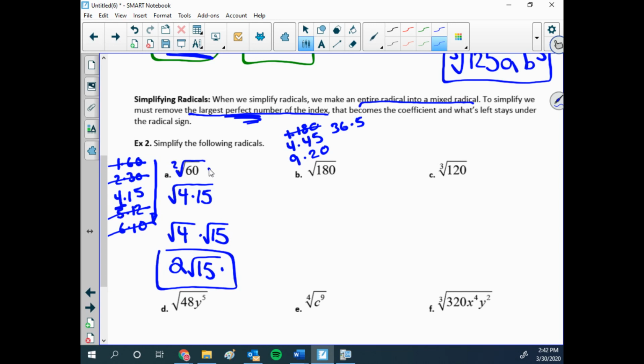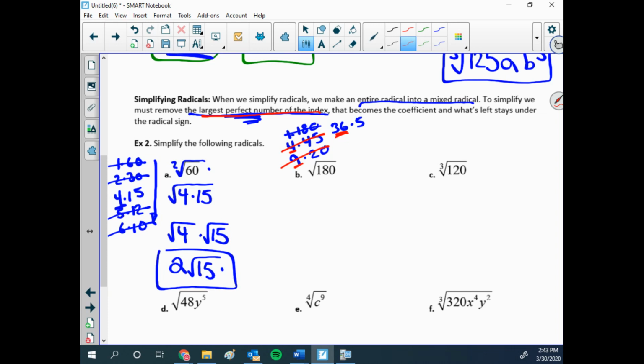So out of these sets of numbers, 4, 9, and 36 are the perfect squares. I'm looking at just the perfect squares. So 4, 9, 36. But my step here says I want to use the largest perfect square of the index. So 36 is the largest perfect square, so I'm not going to use either one of those. I'm going to use 36 and 5. The reason being is I want to keep my answers as simple as possible.